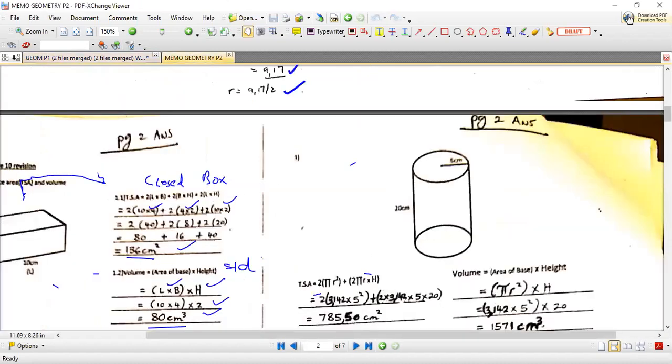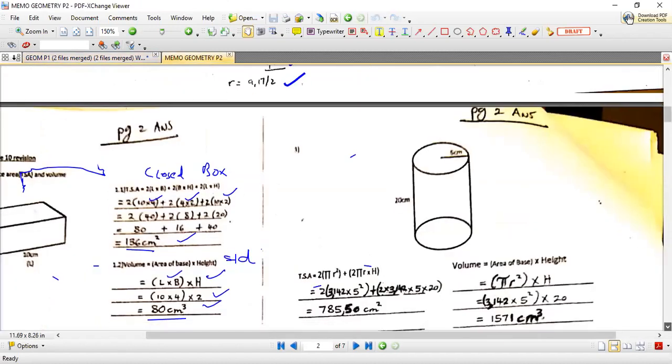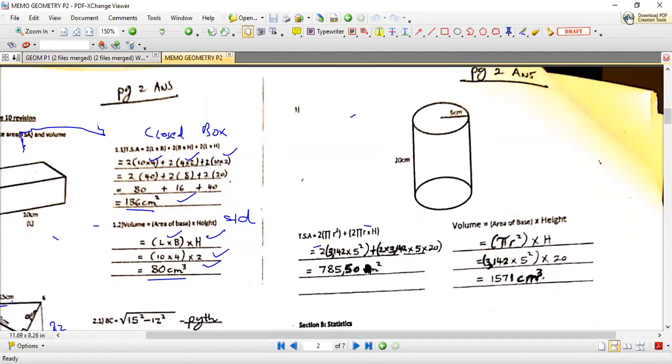So looking at the answer to that, it's very simple. So there we have the substitution, which must be done accurately. And we determine the area to be 785,50 centimeters squared. In terms of physically what this means, it is the amount of packaging or gift wrap paper we would use to cover the cylinder completely on the outside.